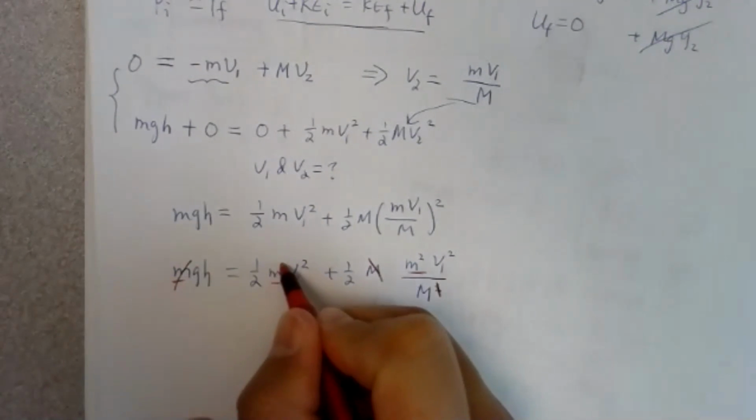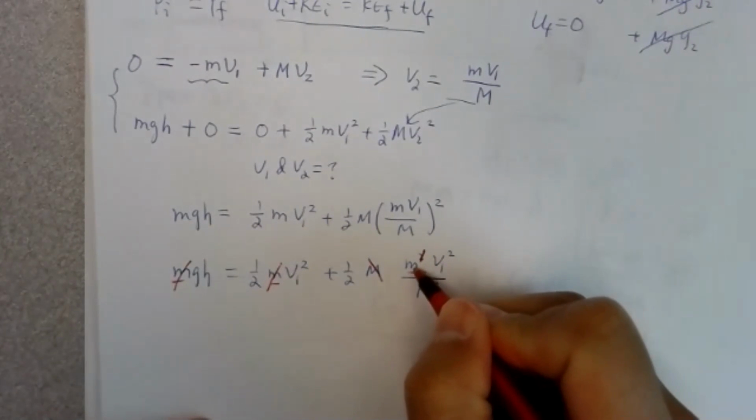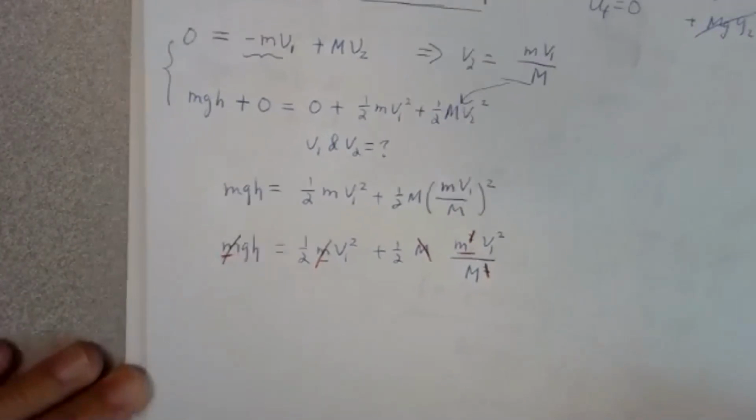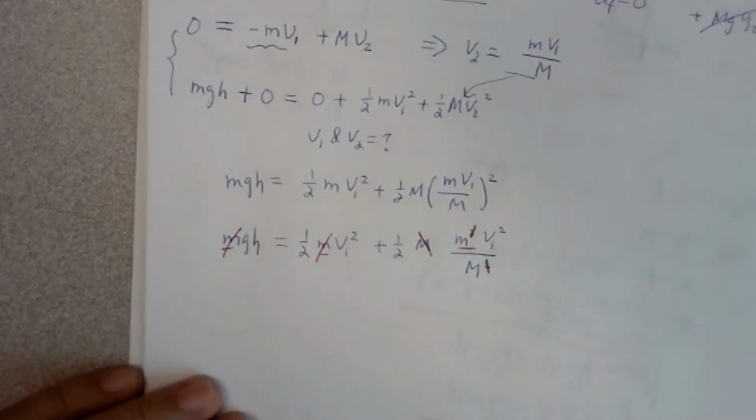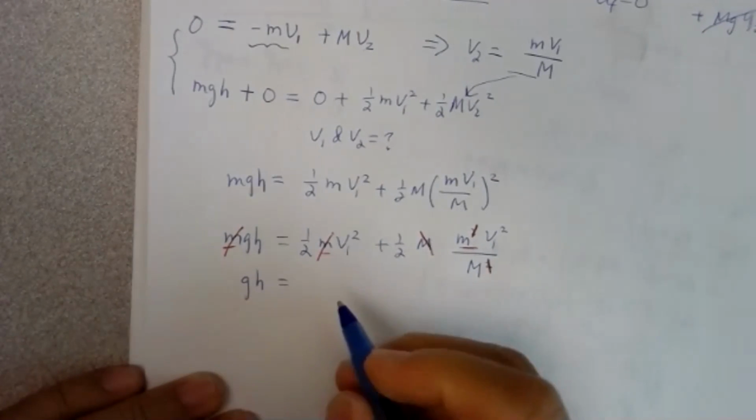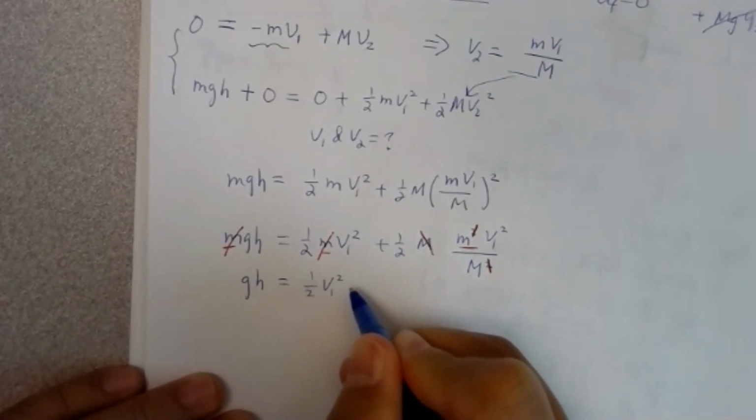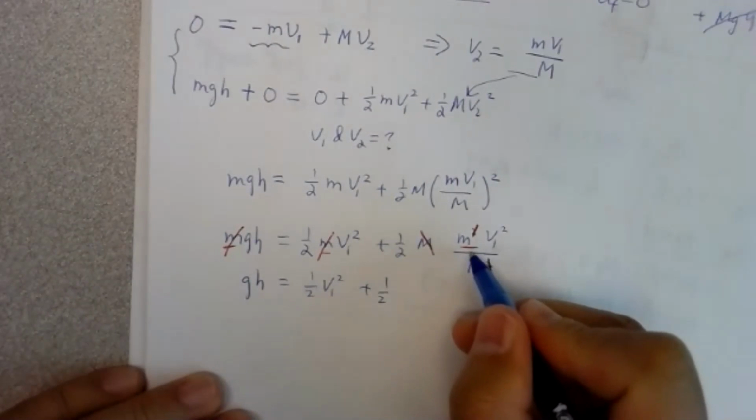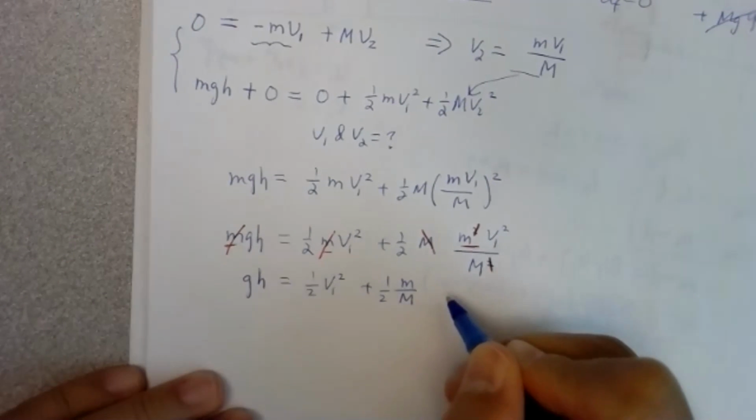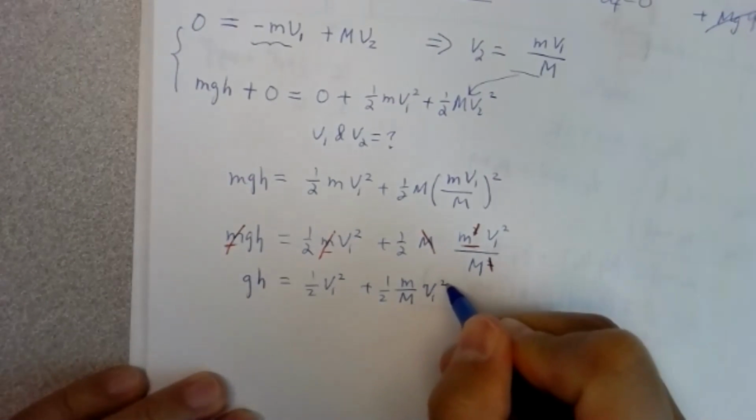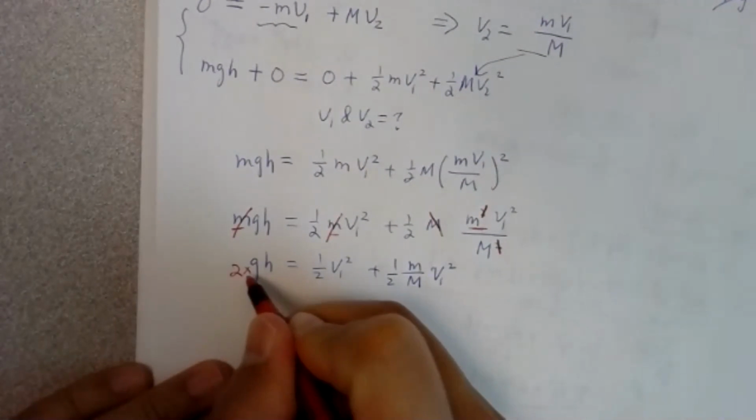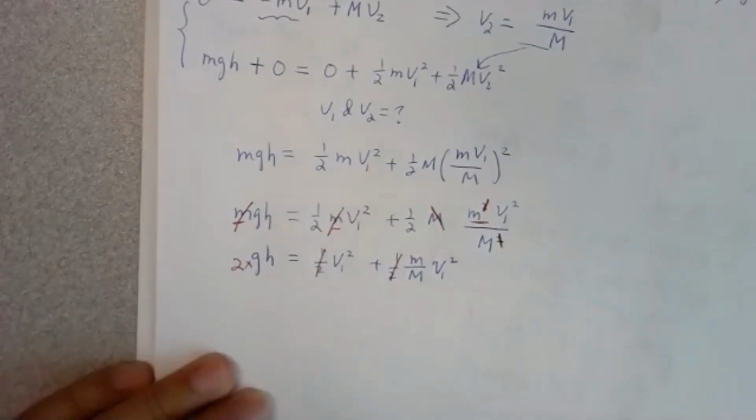So then you can cancel out m, but cancel out just the square on this term here, leaving one m here. Okay. So then it's gh on one side, and this is 1/2 v1 square plus now 1/2 you will have small m over capital M times v1 square. Okay. You can multiply both sides by 2 to get rid of 1/2 and 1/2.